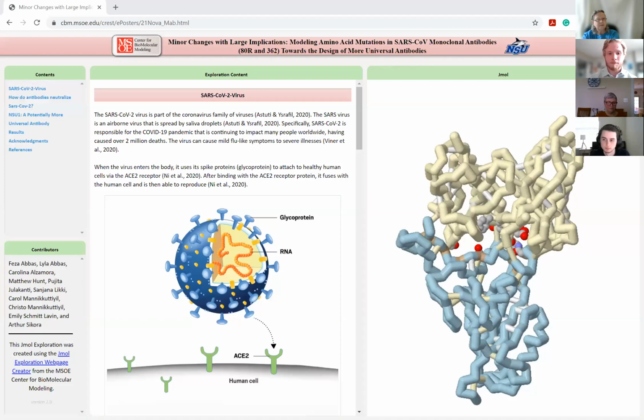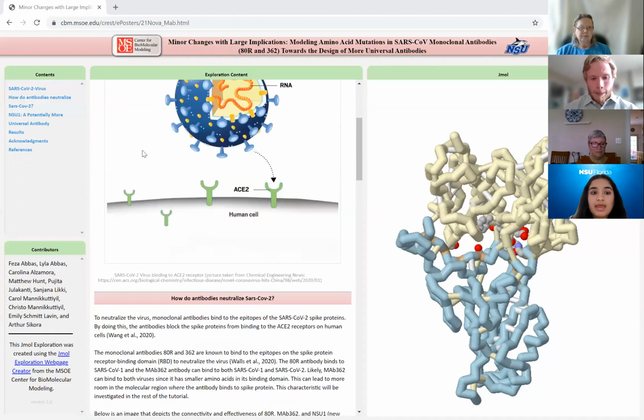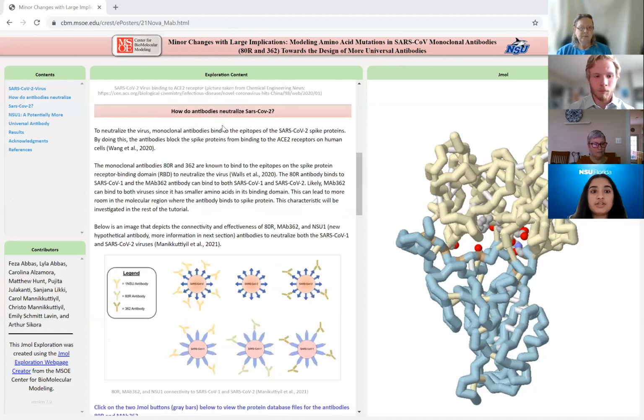All right, so our team focused on how molecular models would help us predict a more effective, more universal antibody against the SARS-CoV virus. And so we first started just studying the background of the spike protein and how it enters the cell through the ACE2 receptor protein. And then our next step was to understand how antibodies neutralize SARS-CoV and how it attaches to the protein and blocks it from attaching to ACE2.